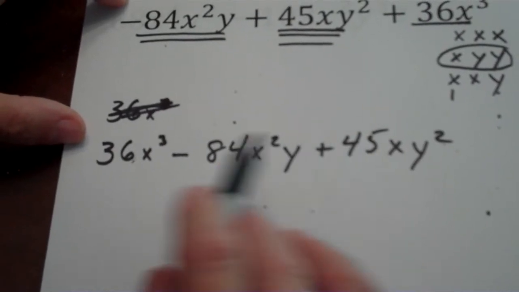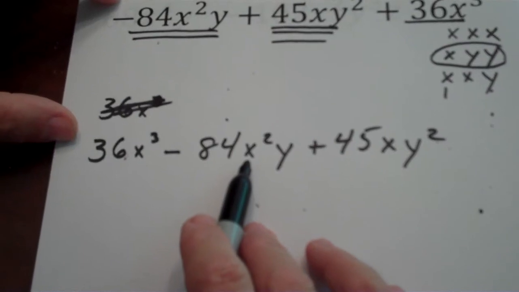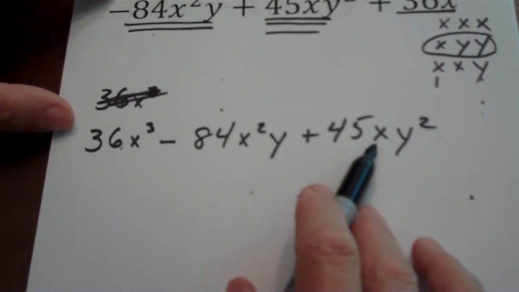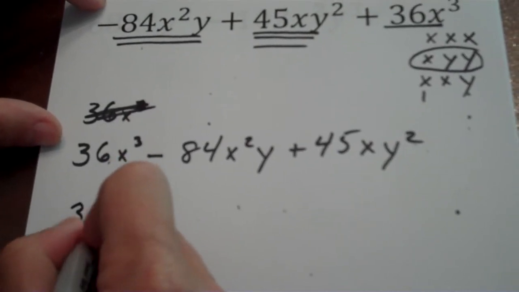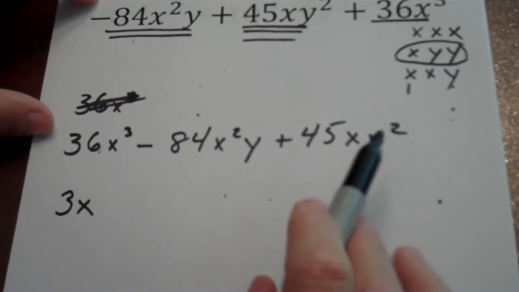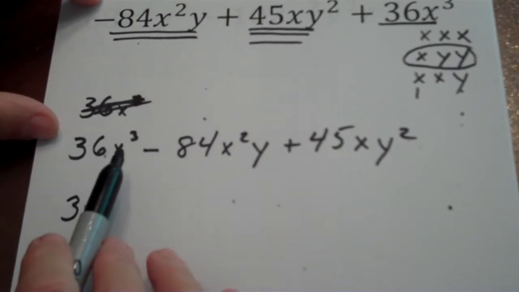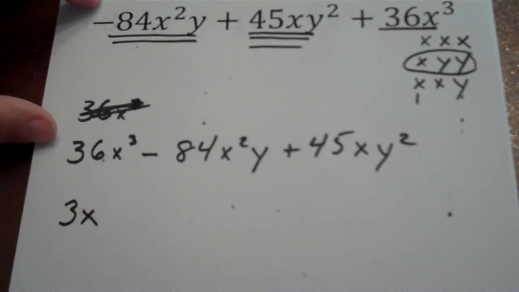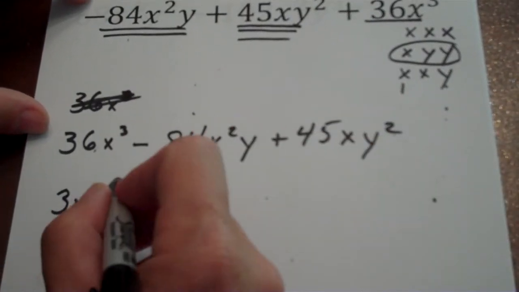Now, how about the variables? This one has an x. Actually, it has 3 x's. This one has 2 x's. And this one has an x. So they all do have an x. So far, it's divisible by 3 and an x. How about y? Well, this one's got 2 y's. This one has a y, but this one does not. Again, it has to be in all 3 terms to be able to factor it out. So that's all I can get out, I think, is a 3 and an x.